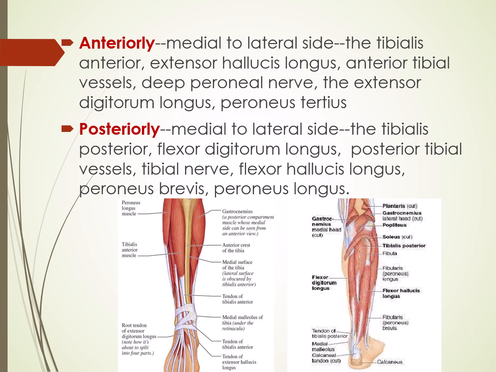To revise, anteriorly, from medial to lateral side, we have the tendon of tibialis anterior, extensor hallucis longus, anterior tibial vessels, deep peroneal nerve, extensor digitorum longus and peroneus tertius. These are all the structures passing anteriorly behind the extensor retinaculum. And posteriorly, from medial to lateral, we have tibialis posterior tendon, flexor digitorum longus, posterior tibial vessels, tibial nerve, flexor hallucis longus, peroneus brevis and peroneus longus. So all these tendons give strength and stability to the ankle joint.